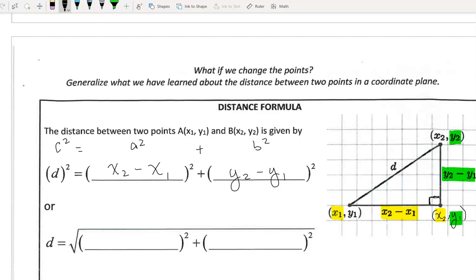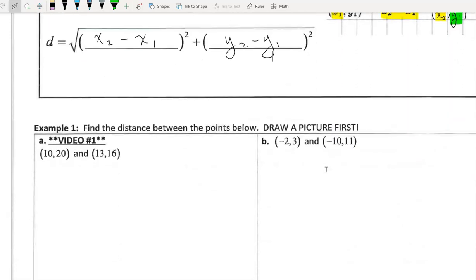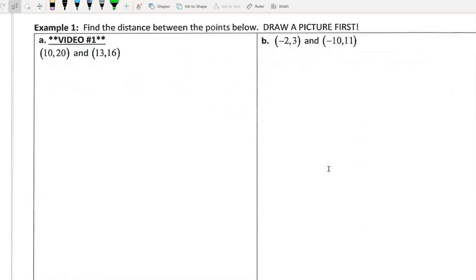And then in order to solve for d, we would just take the square root of both sides. So the square root of d squared is d. And then we just take the square root of this whole thing. It looks a little scarier than it really is. Again, it's just the Pythagorean theorem, which we've been working with for quite a while. So there's our distance formula. And again, if you think about it in terms of it just being the Pythagorean theorem, you don't really have to memorize anything. Okay? So let's take a look at example 1.